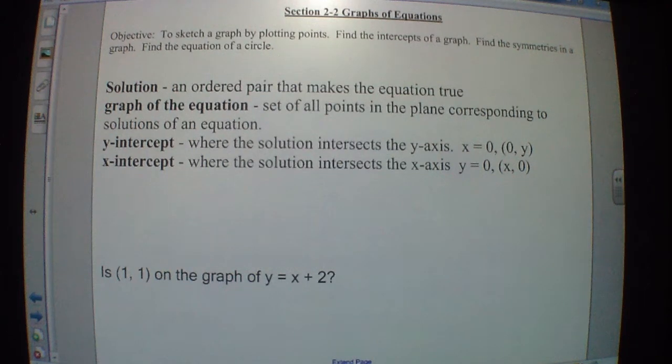Section 2.2, graphs of equations. We're going to sketch a graph by plotting points. We're going to find intercepts of points. We're going to find symmetries to help us graph, and we're going to work with equations of a circle.